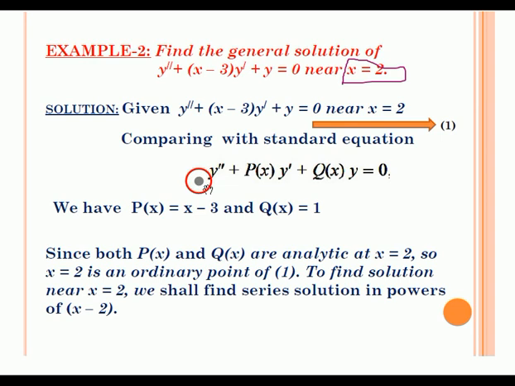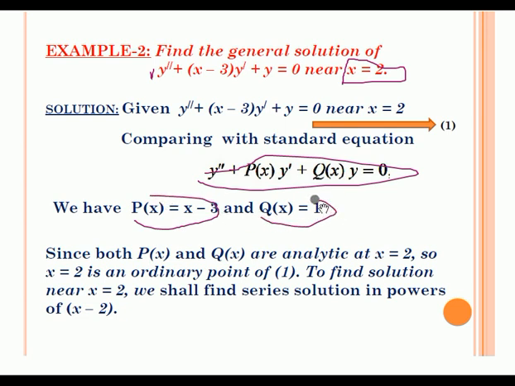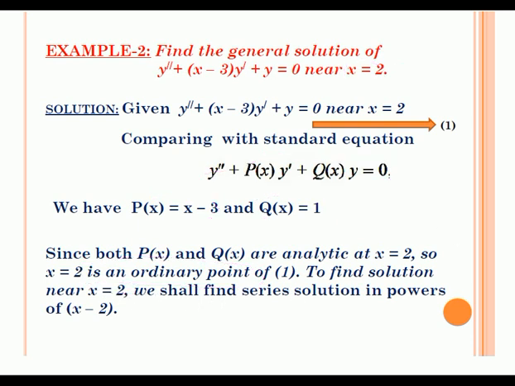As I said already, you put it in the form of the standard differential equation. Luckily it is already given in the standard form, and the coefficient of the second order derivative is 1. So directly p of x will be x minus 3 and q of x will be 1, and I substitute x equals 2. Substituting x equals 2, I get minus 1. That means p of x and q of x are not becoming infinite. They are defined at x equals 2, so they are analytic. That means it is an ordinary point of the given differential equation.